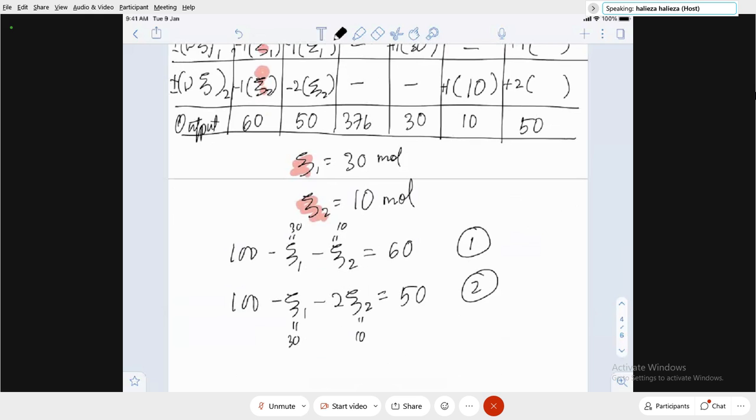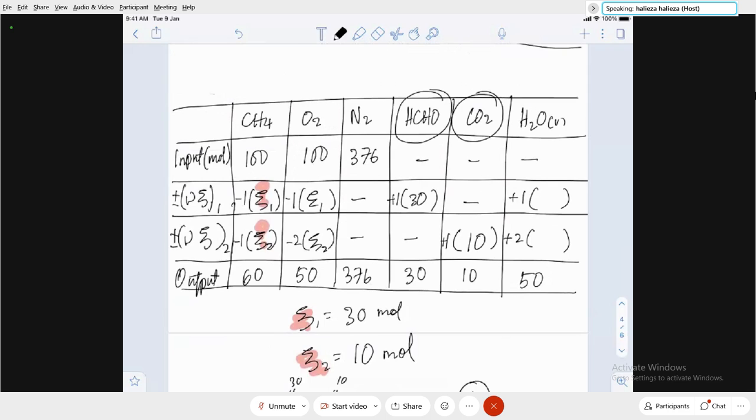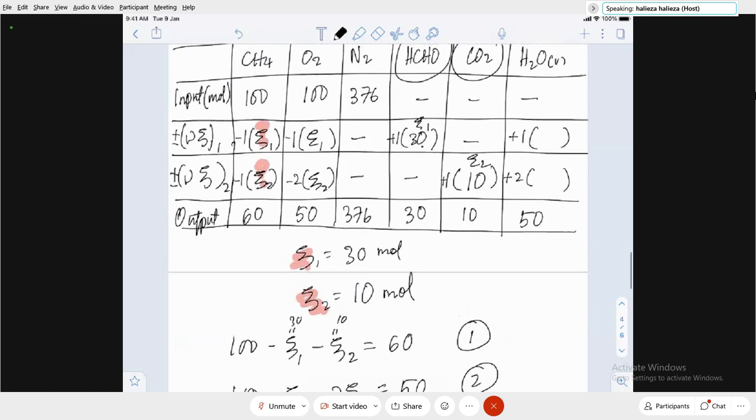You can solve it using oxygen and methane. Got 2 equations, solve it simultaneously. But if you just look at one of the components that doesn't involve the other reaction, you can automatically arrive at the extent of reaction. For example, looking at this, automatically this one is going to be your extent 1. This is going to be your extent 2. Just looking at the table itself, you already know, without having to go through solving 2 simultaneous equations. It can be done. Just that you made it a bit difficult, that's all.